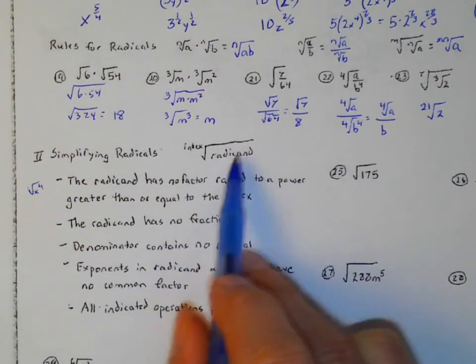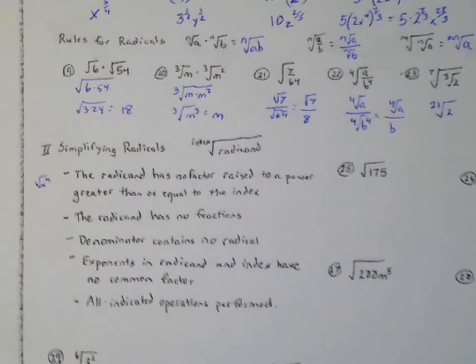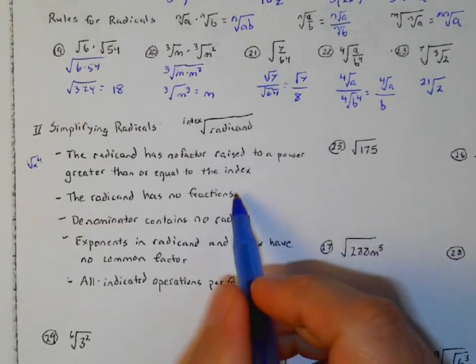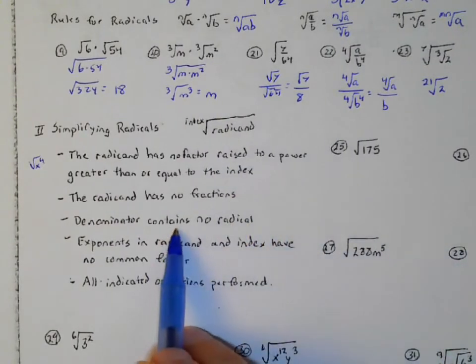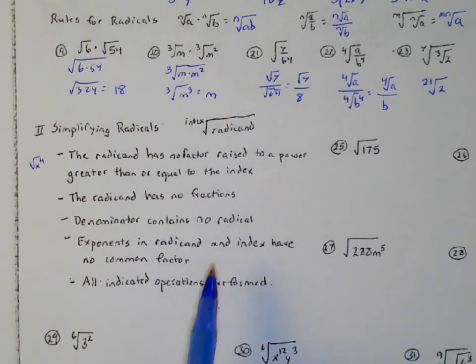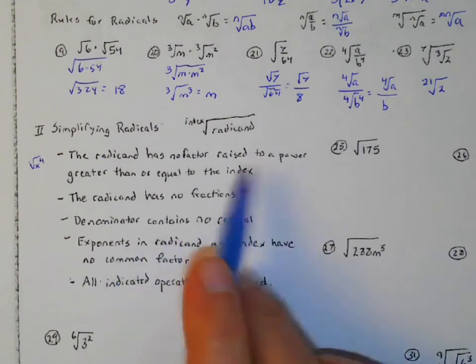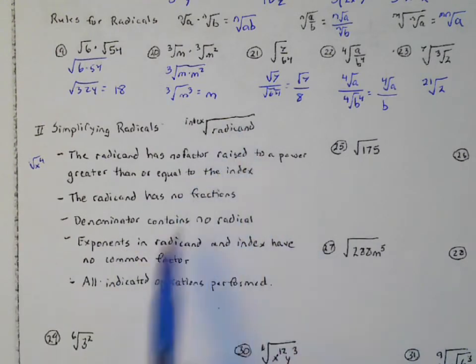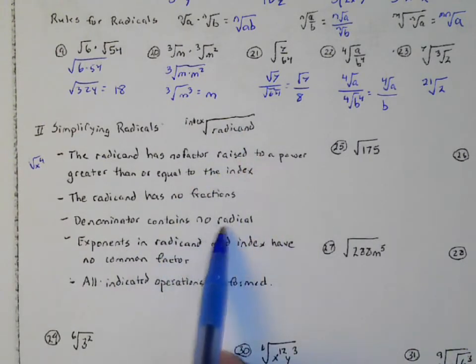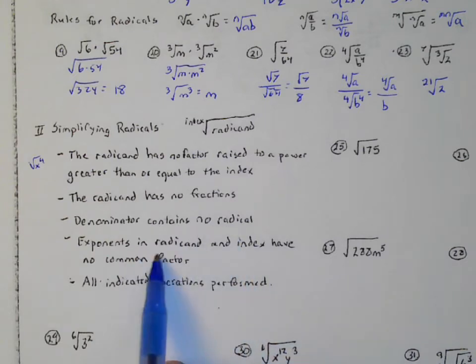The radicand can have no fractions, so we don't want a square root in the denominator. The denominator has no radical, no square root or cube root. No fractions within there, because that means there's a radical in the denominator. The exponent and index have to have no common factors, and all indicated operations must be performed.